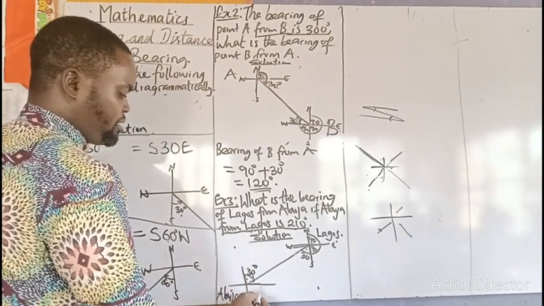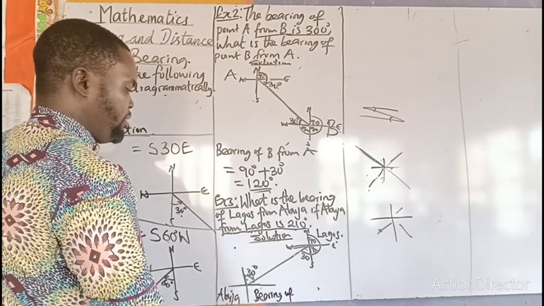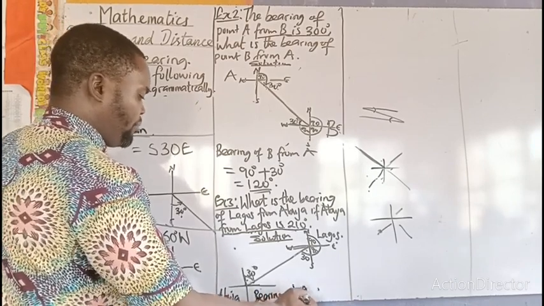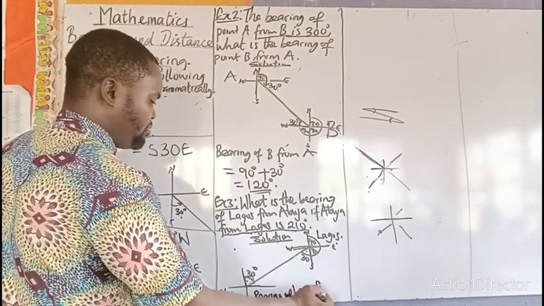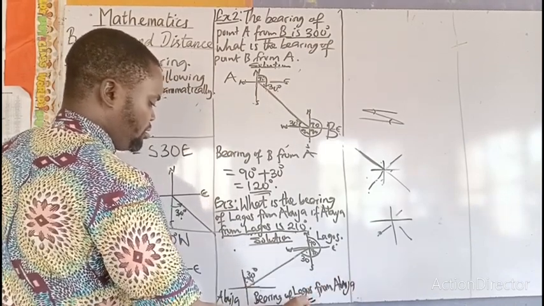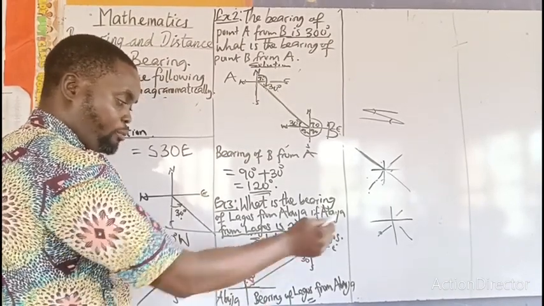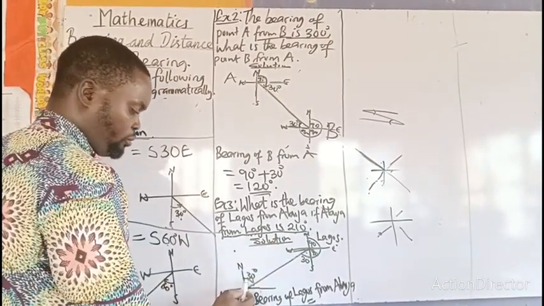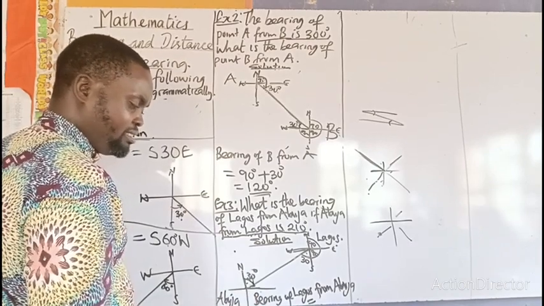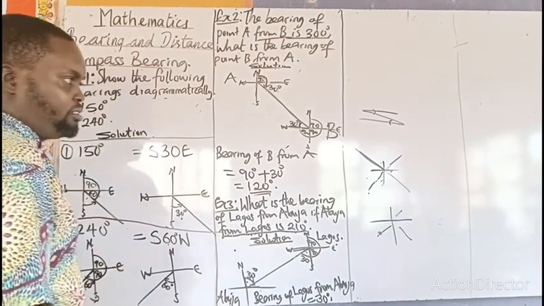Now, what can we now say? Bearing of Lagos from Abuja. Can we read it now? Lagos from Abuja, we always read from the north, up to the line that we draw. What is there? It's just 30. So our answer is 30.